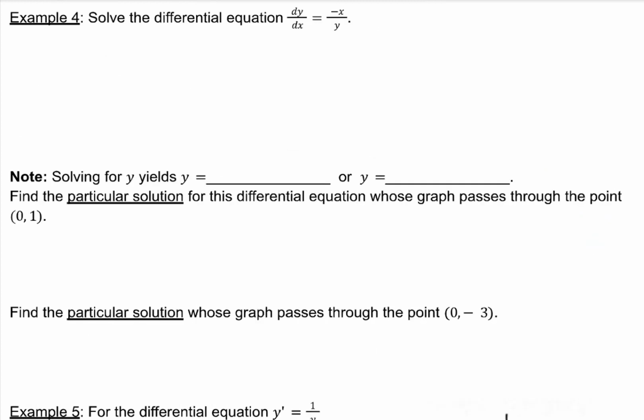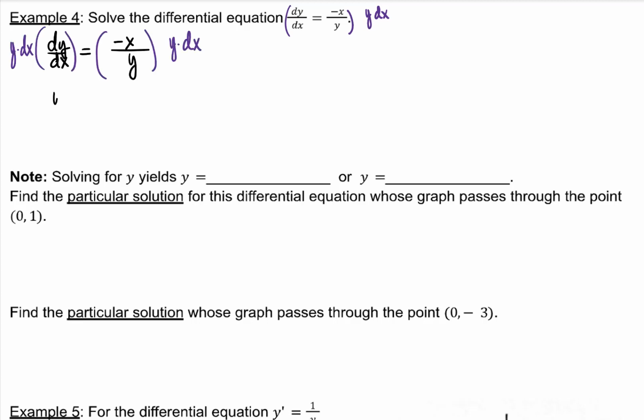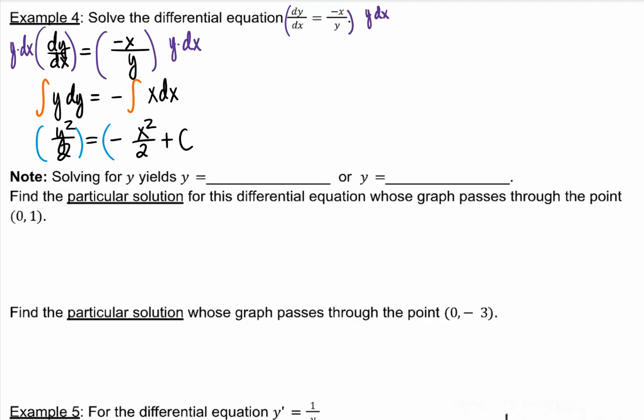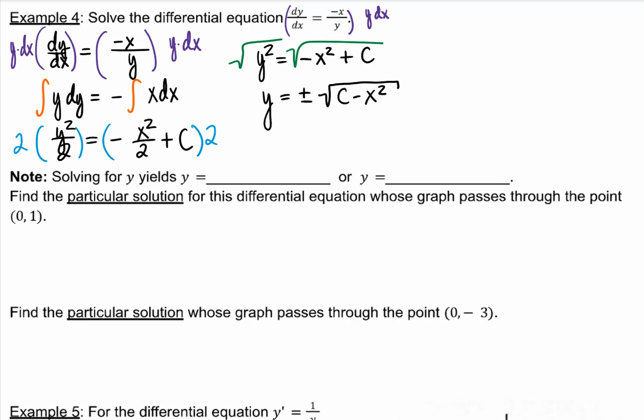For example 4, we're going to solve the differential equation that we just made a slope field for in the previous examples. We're doing that by separation of variables, beginning by multiplying both sides by y times dx. We do that to separate our variables. Y is on one side, x is on the other. Now we can integrate. Remember that 2c is the same as c, and that is why c is unchanged. Just to not have that negative in front.